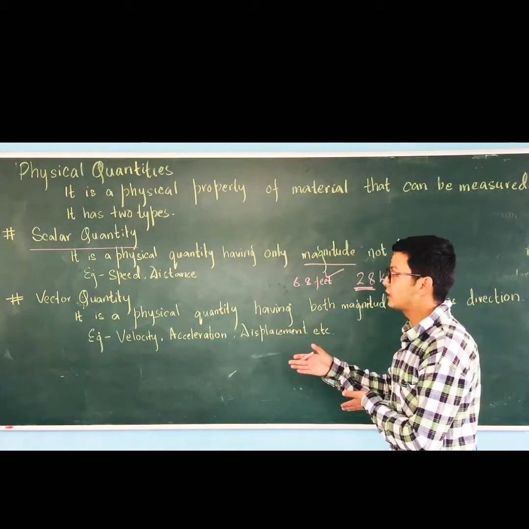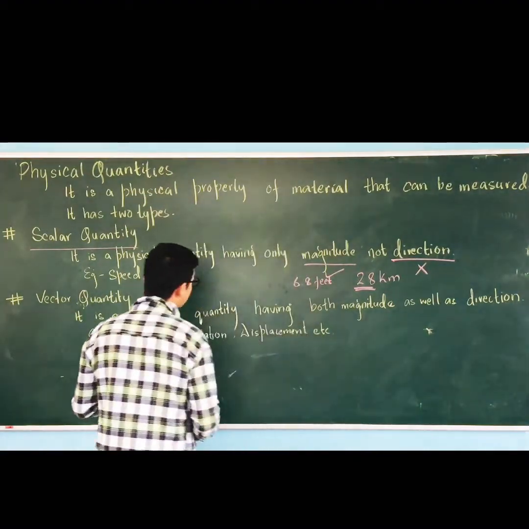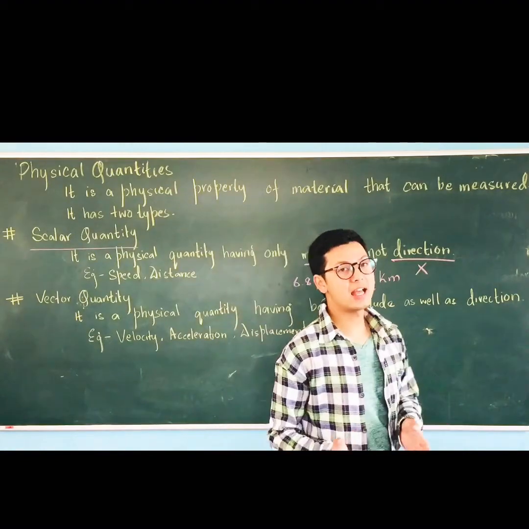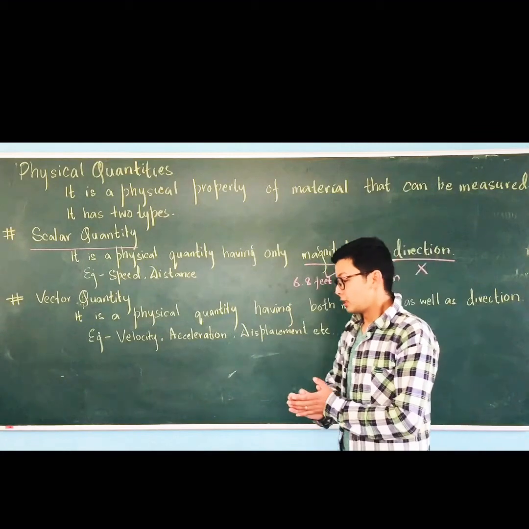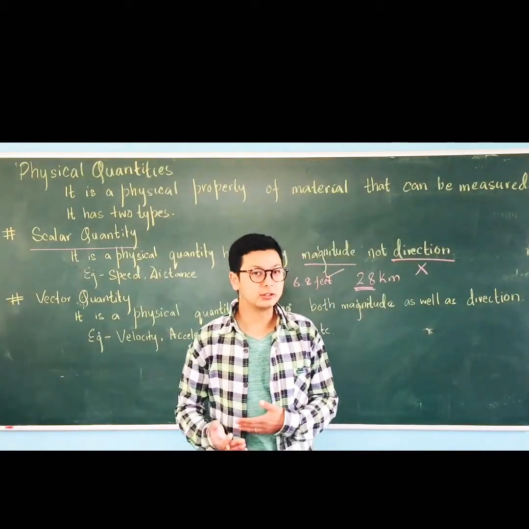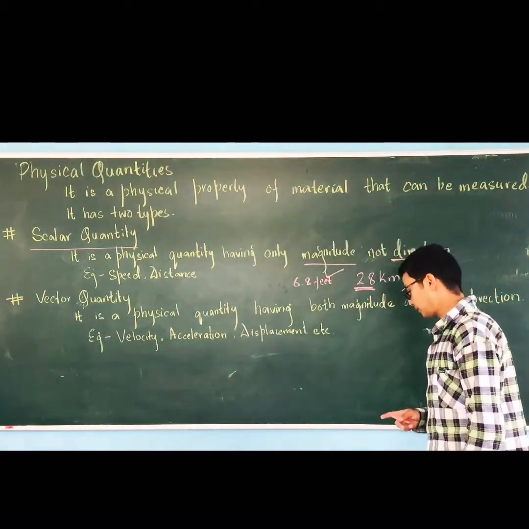Now moving on to the next quantity, that is vector quantity. What is vector quantity? It is a physical quantity having both magnitude as well as direction. Now anything that has magnitude but no direction, right? But anything that has magnitude as well as direction, we can call it vector quantity. I'm going to give you an example.